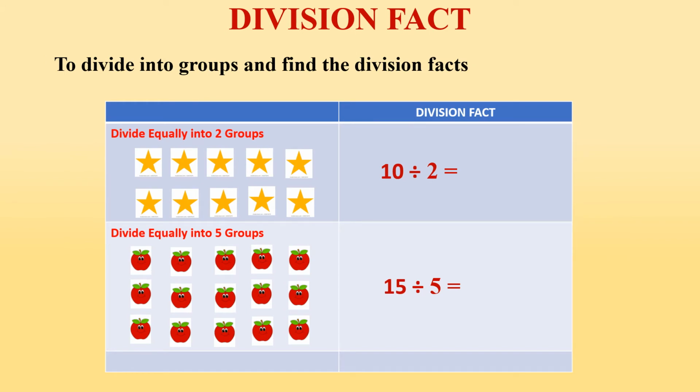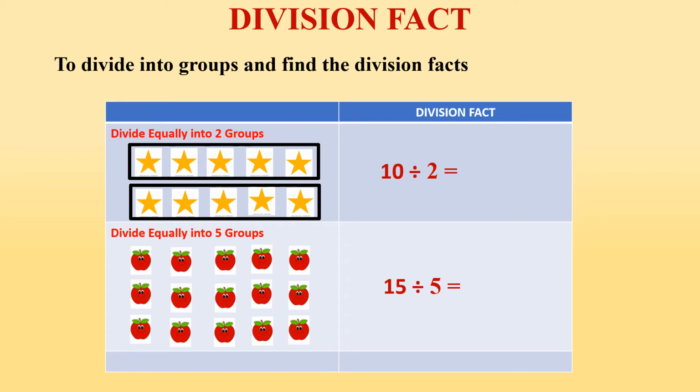Now let us see how to divide the given things into equal groups and find the division facts. For example, in the first example, divide equally into 2 groups. So how many stars are there in total? Yes, there are a total of 10 stars and we have to divide them into 2 equal groups. So how many stars will come in each group? Yes, 5 stars will come in each group.